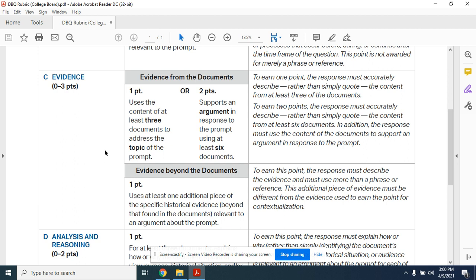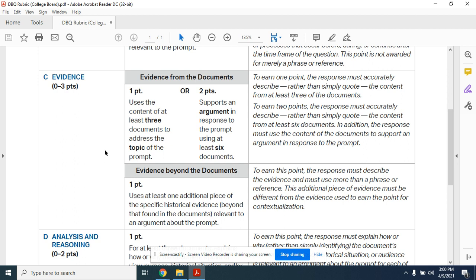Now, very important point. Using a document implies using it correctly. What I mean by that is, you understand what the document is saying. You understand it in its relation to the prompt. That's what we mean by saying you've used a document to address the topic of the prompt. Sometimes you misinterpret a document. You read it wrong, and that happens under the pressure of the exam.